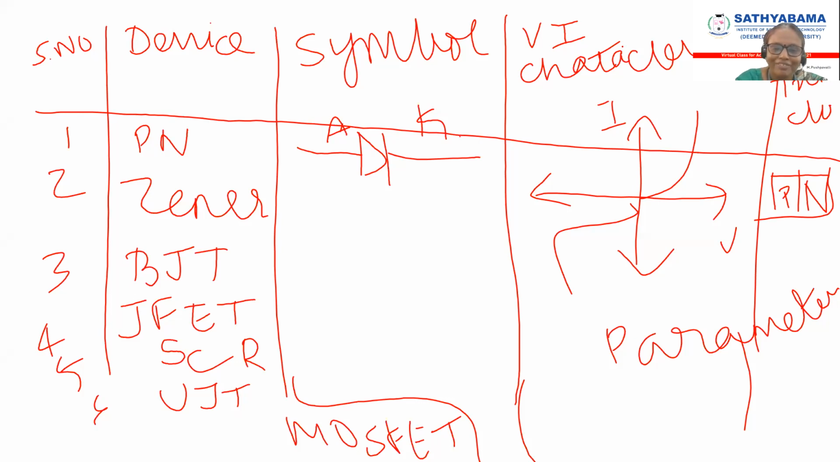Okay, we will go in reverse. What are the parameters you learned in UJT? What are the parameters and what is the formula for that? In UJT you have learned about intrinsic standoff ratio. Then peak voltage and valley voltage can be asked.